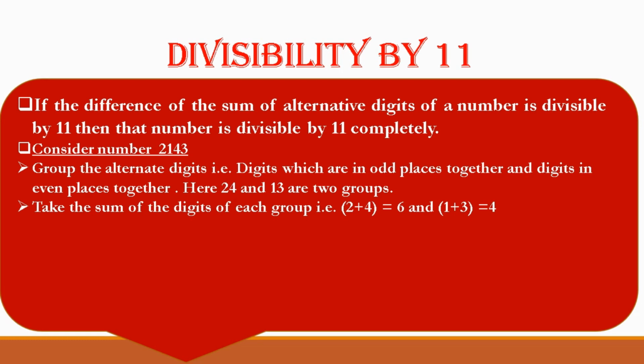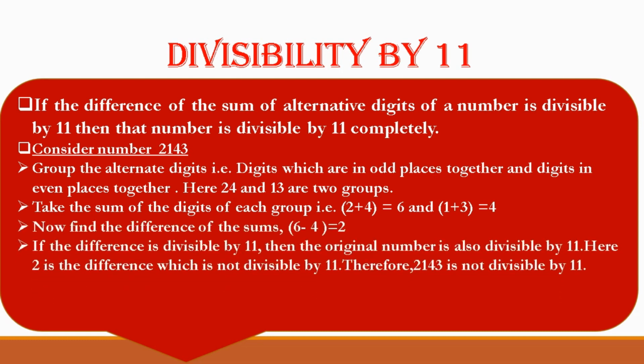Now find the difference of the sums, that is 6 minus 4 equals 2. If the difference is divisible by 11, then the original number is also divisible by 11. Here 2 is the difference, which is not divisible by 11. Therefore, 2143 is not divisible by 11.